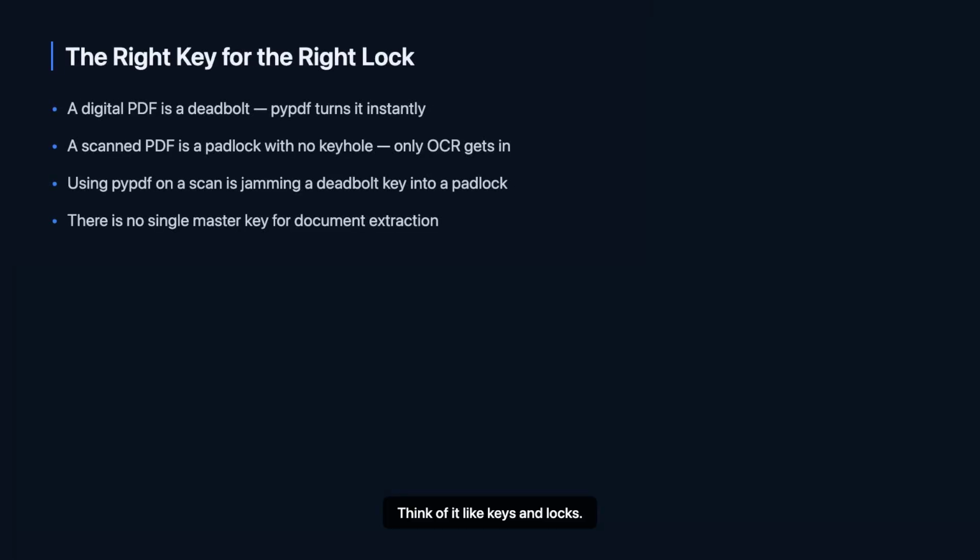Think of it like keys and locks. A digital PDF is a deadbolt. pypdf turns it instantly, with no fuss. A scanned PDF is a padlock with no keyhole at all. Only the OCR bolt cutter, pytesseract, gets you in. Using pypdf on a scanned document is like jamming a deadbolt key into a padlock and wondering why nothing happened. There is no master key for document extraction. You pick the tool that matches the lock.